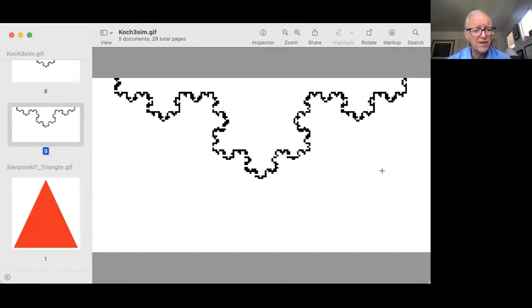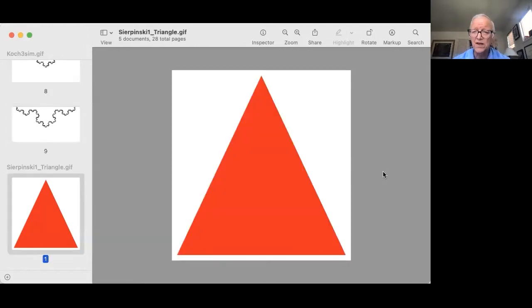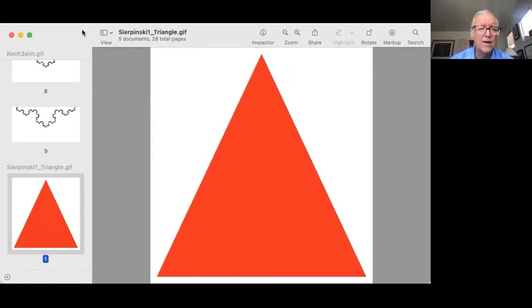Now, there are many other examples of fractals. The next one I'm going to show you is called the Sierpinski gasket. See if I can make this a little bigger.